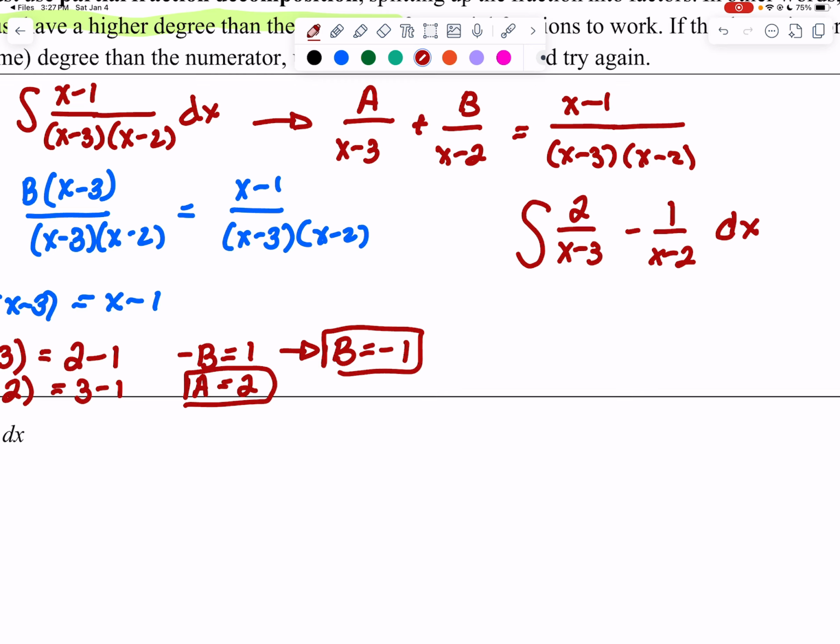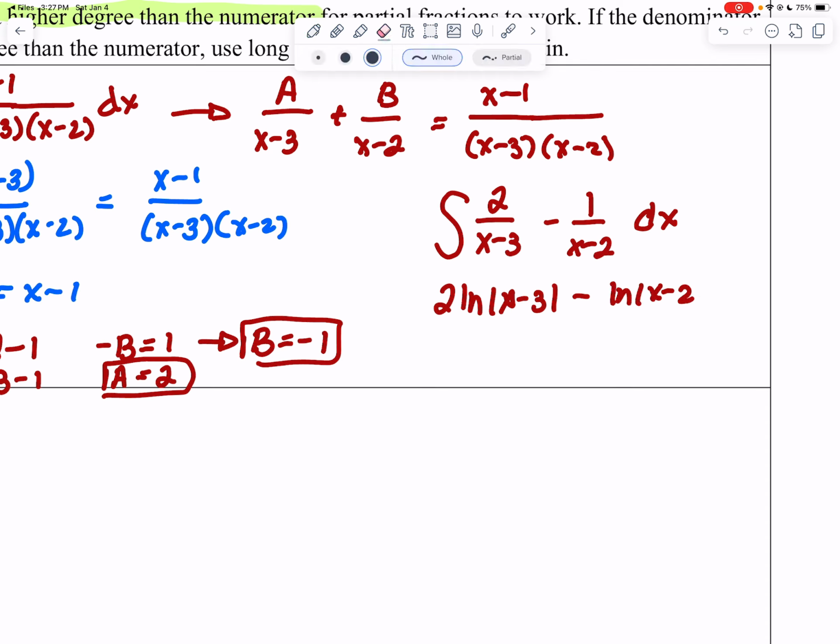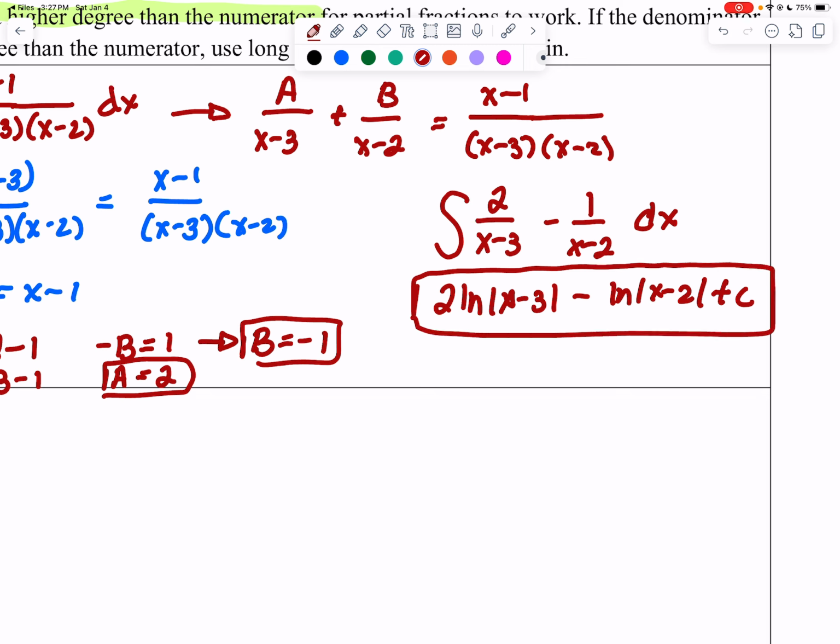Once we do that, we could finally take the antiderivative of this. So now we have 2 ln of |x minus 3| minus ln of |x minus 2|. Make sure that they are in absolute value bars and not parentheses, plus c. And this will give us our final answer there.